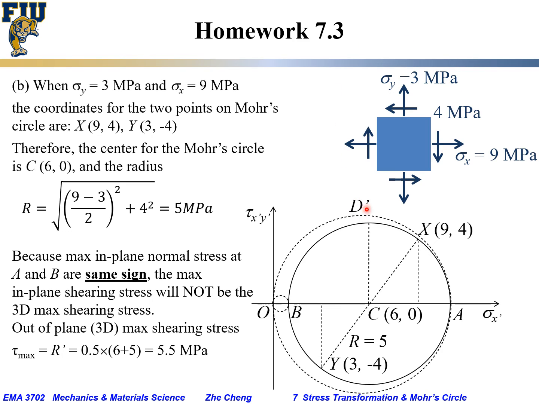If our local plane stress is this, the maximum in-plane shearing stress would be slightly smaller than the maximum 3D shearing stress. The maximum 3D shearing stress would be 5.5, while the in-plane max would be only 5 megapascal. Okay.